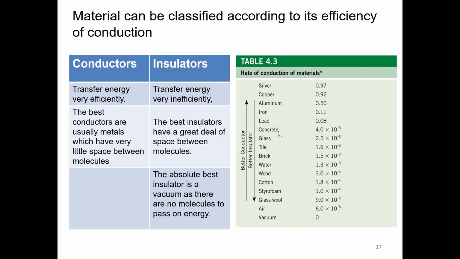They have more space between the molecules compared with the metals. There is more space between the molecules than you can find in the case of metal. But the best insulator is the vacuum, because there are no molecules to pass on energy. Here we can see that wood is a good insulator. Cotton is also a good insulator, but the best insulator is the vacuum.